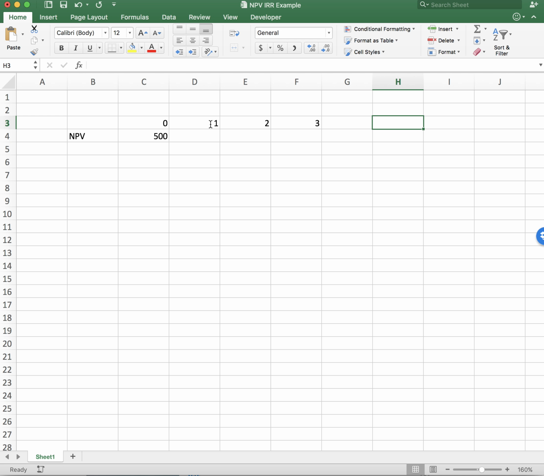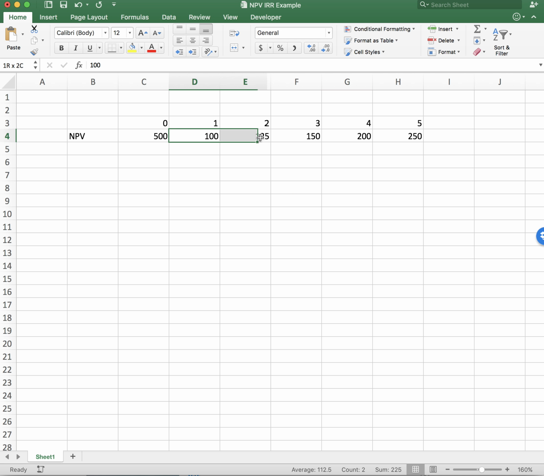How many do we need here? Let's just do 4. So we have time 4, and we'll just go 100, 125, 150, and 200. That's probably not going to do it. Let's do time 5, 250. Okay, so $500 out at time 0, and 100, 125, 150, 200, 250 coming in.